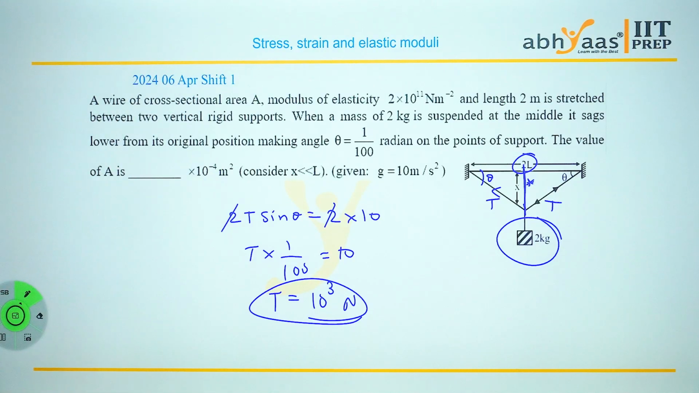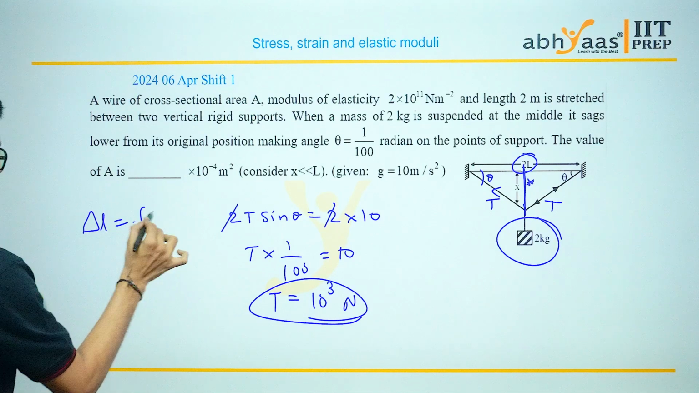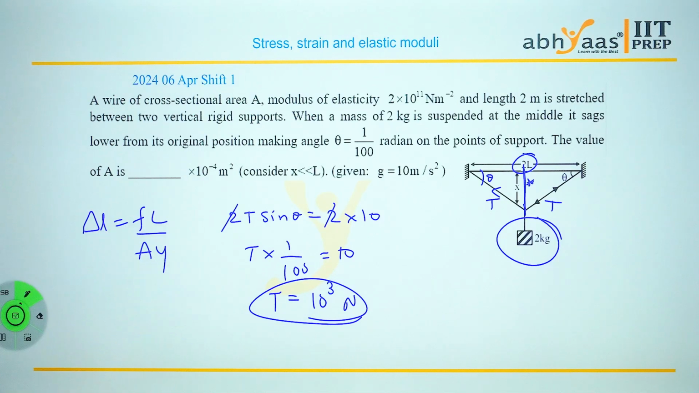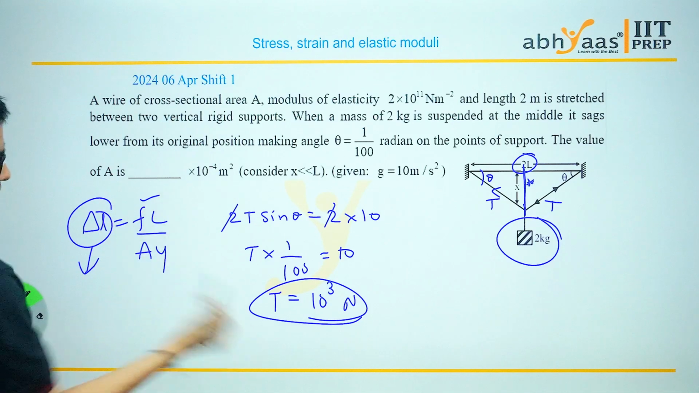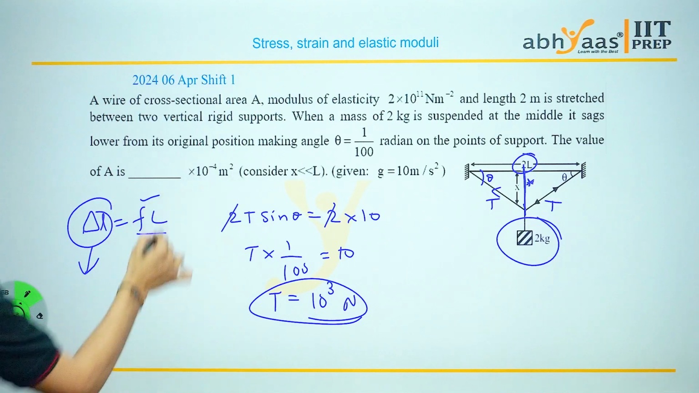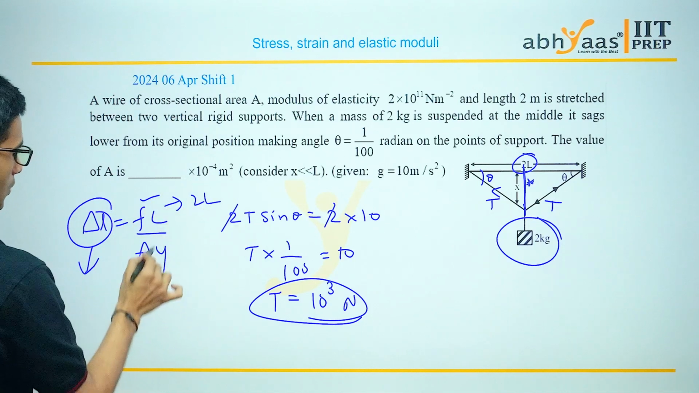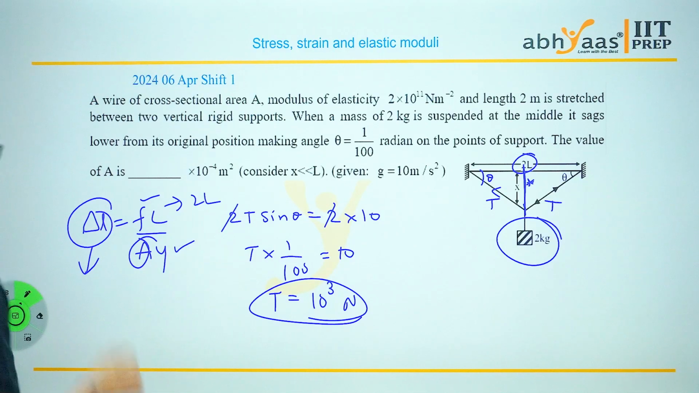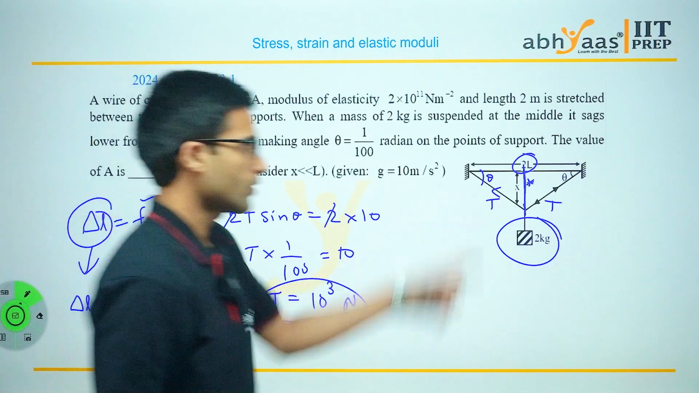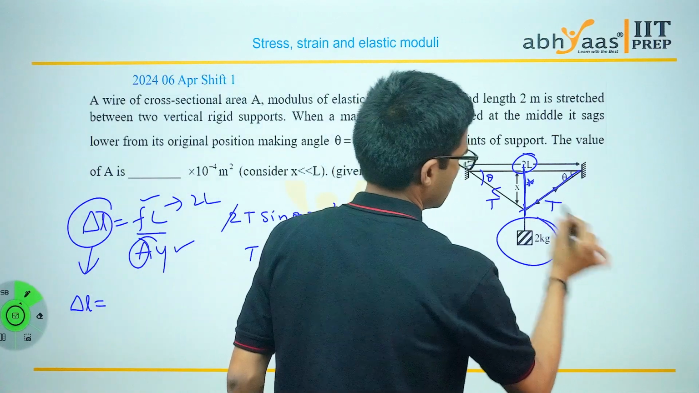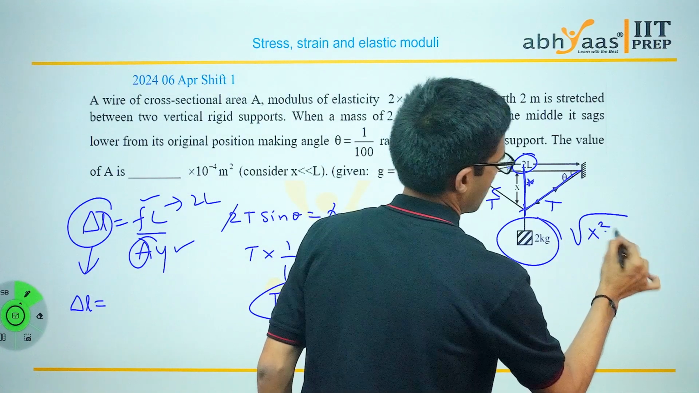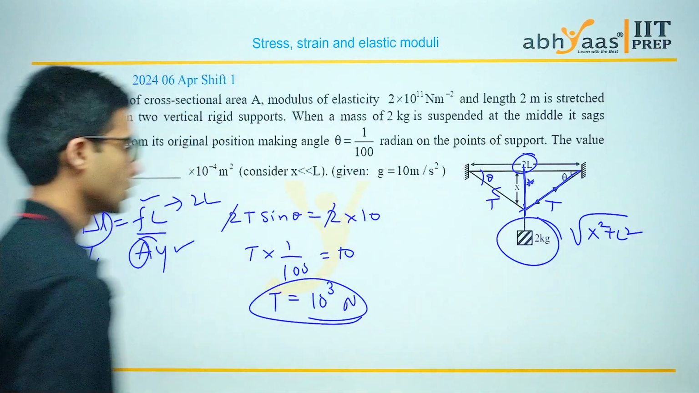Here you want the value of A. Again, delta L is equal to FL by AY, but delta L you have to know. F I calculated. The initial length is 2L only, and Y is given, so you need the area. For calculating delta L, initially 2L is the length. So after that what happened? Here this is root of X square plus L square. How many are there? 2 are there.